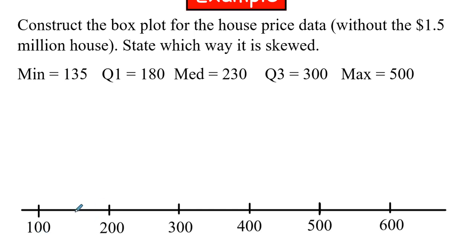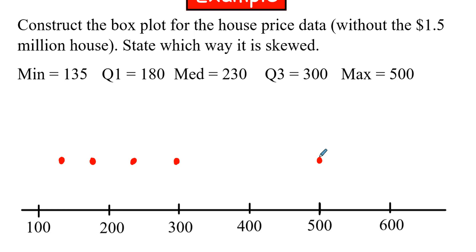Now my minimum is 135, and when you're making a box plot, you do not plot it on the number line. It sits above the number line. It hovers above it. So 135, 150 is right in between, so it's got to be a little to the left of 150, maybe right here. There's 135. There's my median, 180, not quite to 200, so maybe something like that. 230, well 250 is right here, so 230 has to be just to the left of that, maybe right there. 300 is right here. Max is 500, right there.